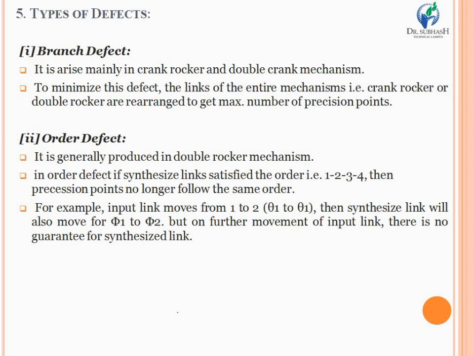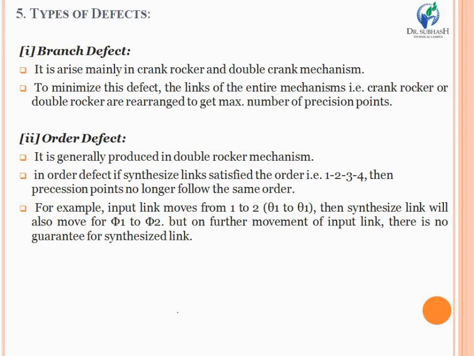If we are talking about the order defect, generally it is produced in a double rocker mechanism. In order defect, if the synthesized link satisfies the order, for example 1, 2, 3, 4, then the precision points no longer follow the same order. So this is the cause, or the reason, why order defect arises. If your 4-bar chain mechanism has the order of 1, 2, 3 and 4, then the precision points should also follow the same order, but it does not happen in a real manner. So if you find there is a mismatch of order between the synthesized links and the precision points, of course it results in order defect.